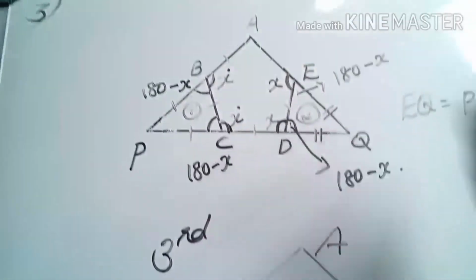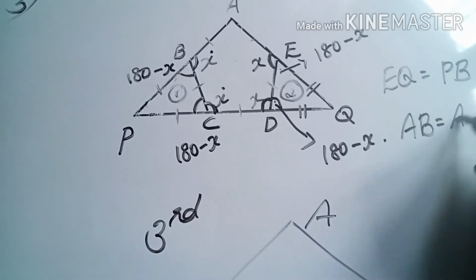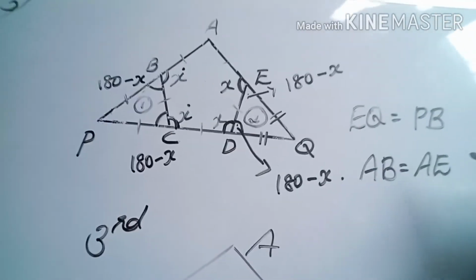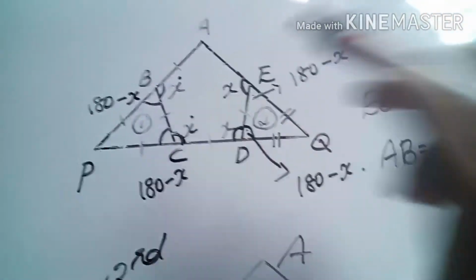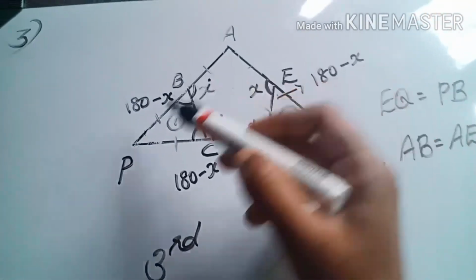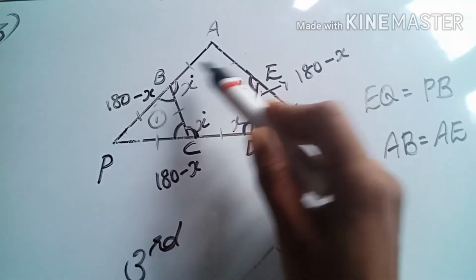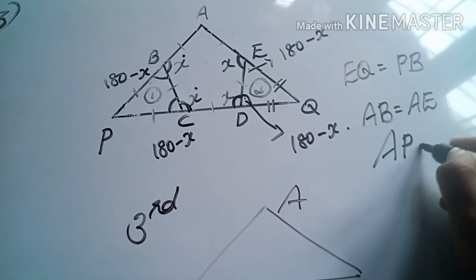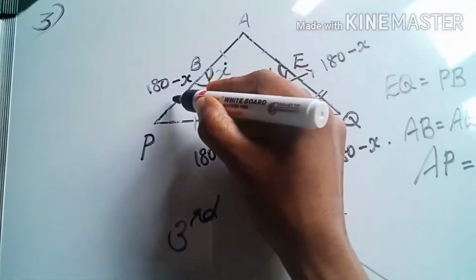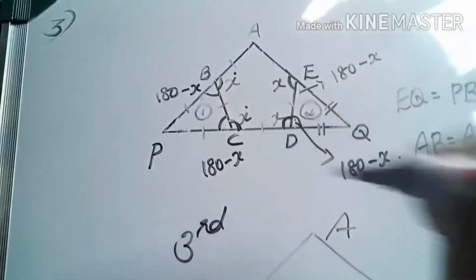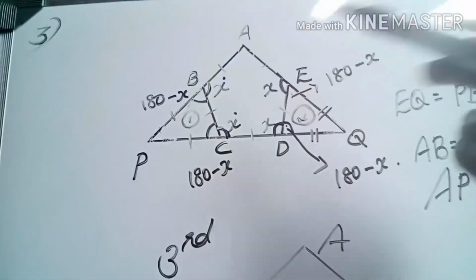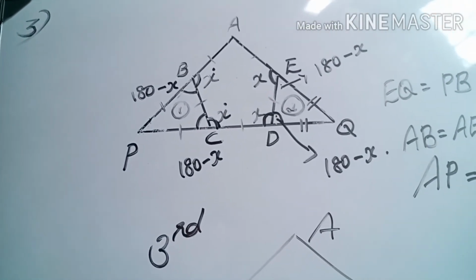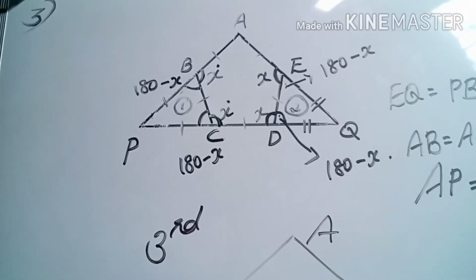Already AB and AE are equal. That is already given in the question. They are parts of a regular pentagon. Regular means all the sides are equal. All sides are equal here, that is why AB and AE are also equal. So if these two sides are equal and these two sides are equal, we can say that the whole line AP is equal to AQ. This part equal, this part equal. These two parts also equal. Then when we add, the sum will also be the same. That's why AP and AQ are equal. So this is the second sub question answer.